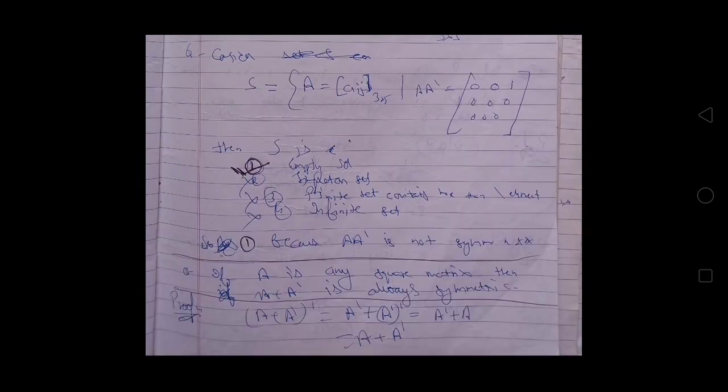Now see this question. If A is any square matrix, then A plus A dash is always symmetric. Now the proof says the transpose of A plus A dash will be equal to A dash plus the transpose of A dash, which will be equal to A dash plus A, which will further equal A plus A dash. So now you can clearly see that A plus A dash is a symmetric matrix.